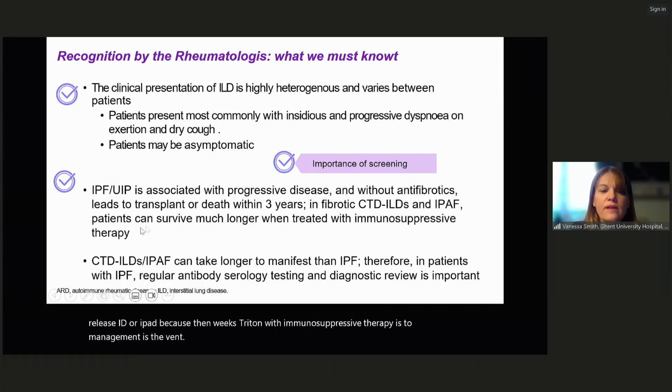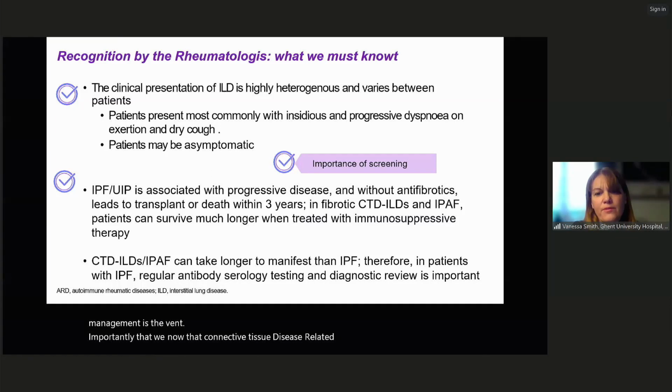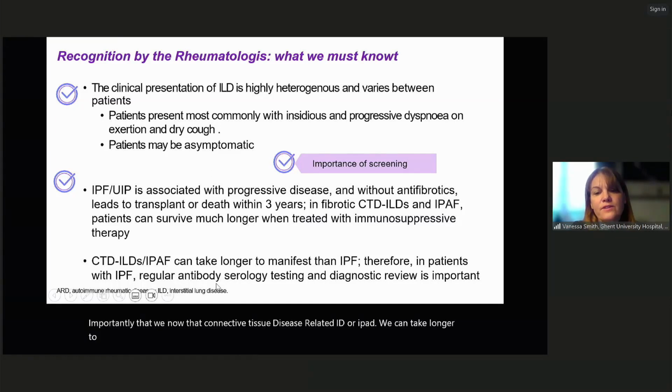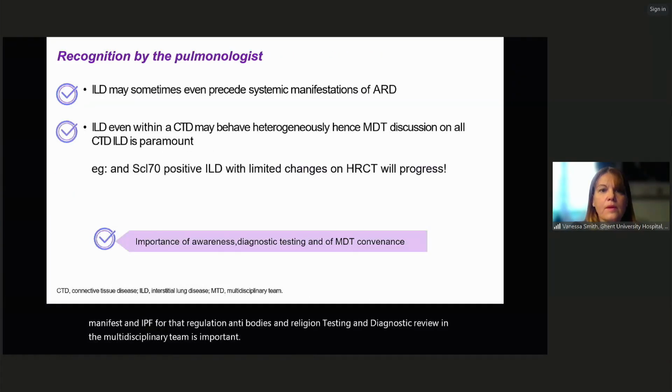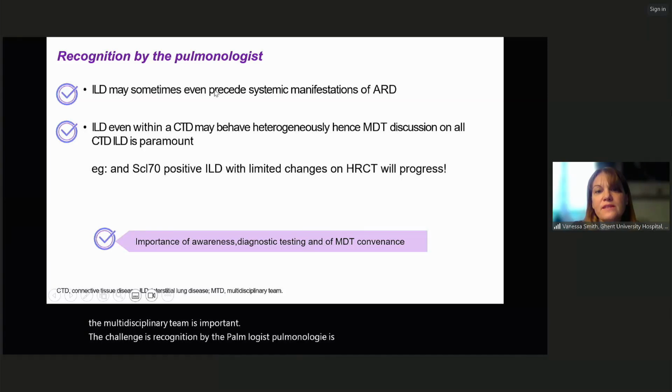Importantly, we know that connective tissue disease-related ILD can take longer to manifest than IPF. Therefore, regular antibody serology testing and diagnostic review in the multidisciplinary team is important. The challenge is recognition by the pulmonologists. Pulmonologists need to know that ILD may sometimes precede systemic manifestations of ARD.